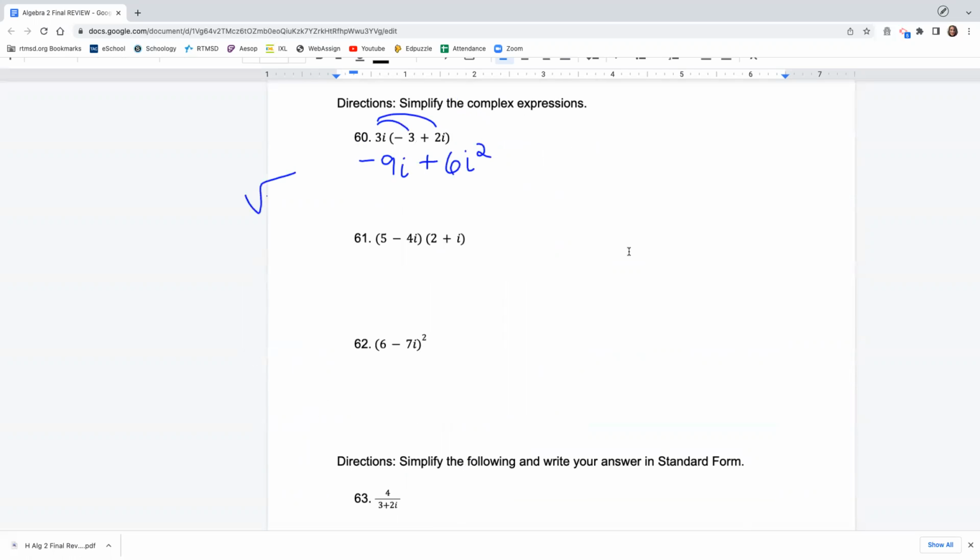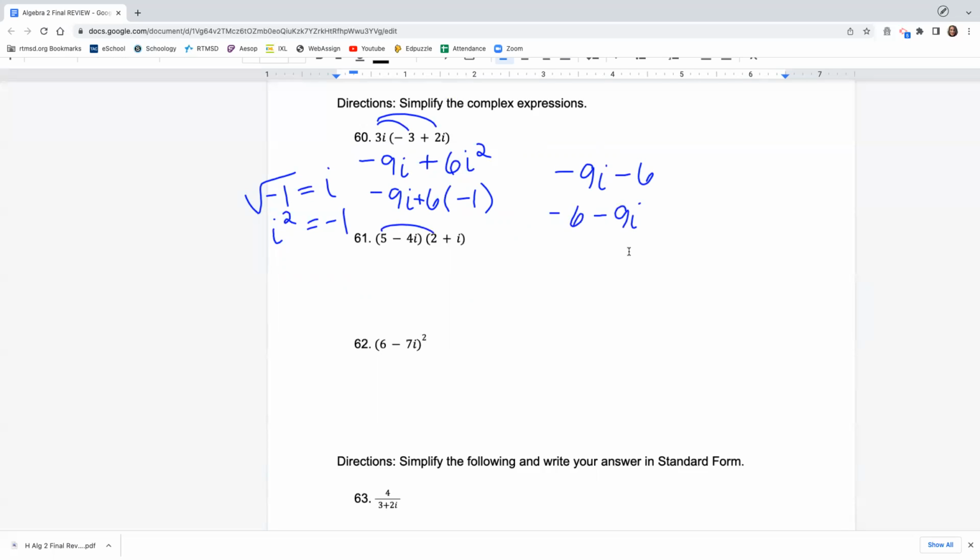Don't forget, two things about imaginary numbers is that the square root of -1 equals i, and also i squared equals -1. So what I will do here in this problem is change i squared into being -1. 6 times -1 is -6. So this is -9i minus 6. And then just switching the order, -6 minus 9i.